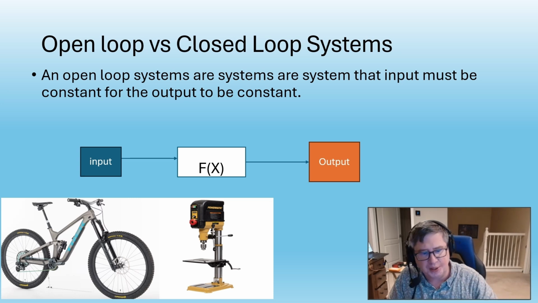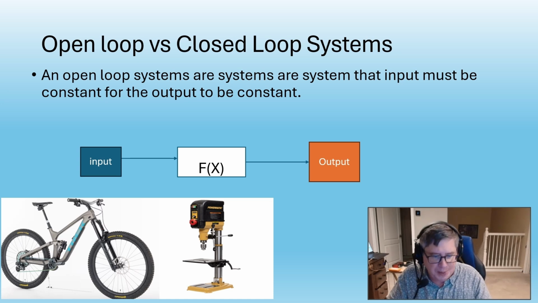So you put something like a bicycle, like the drill press, like a shovel, or even the act of driving the car and manually using the gas, that is an open loop system. The electronics inside are not, but the act of driving is actually an open loop system.